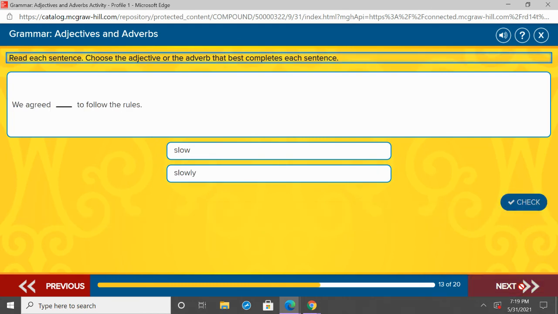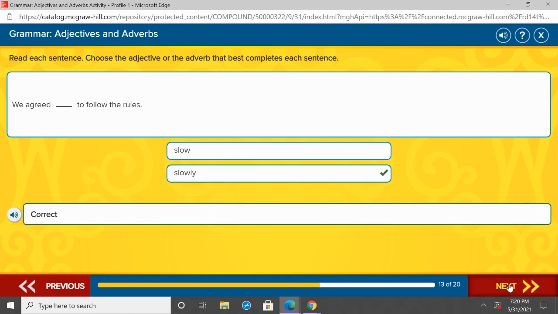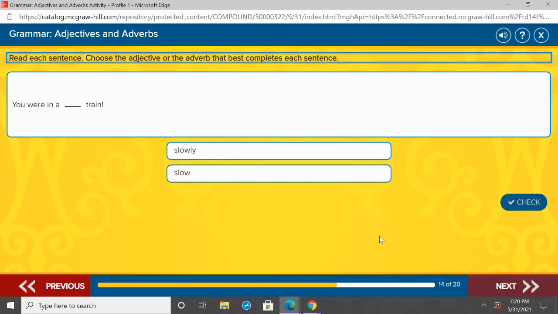Great job. We agreed slow to follow the rules, or we agreed slowly to follow the rules. Again, pause me if you need to while you think about your answer, and please point to your answer. All right, so you should have picked slowly because we're describing agreed, which is a verb. We agreed slowly. How'd you agree? We agreed slowly. So we need an adverb. We have that ly here. Good job. This is our last one we're going to do, friends.